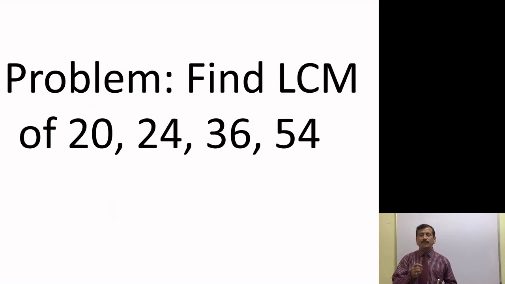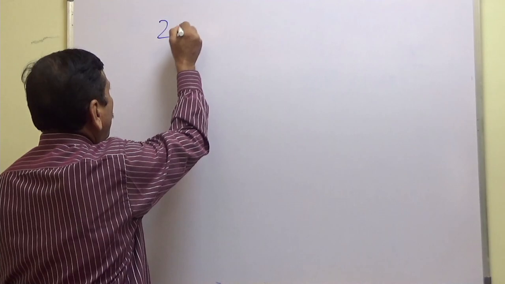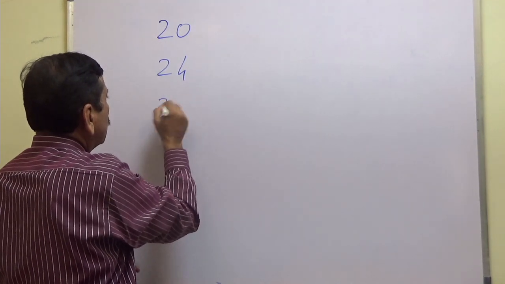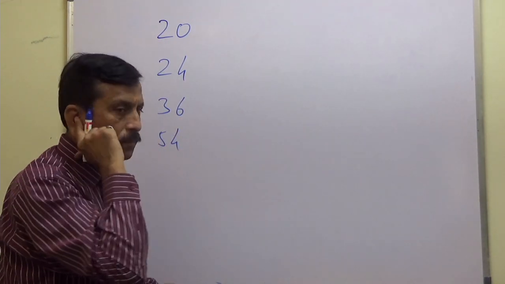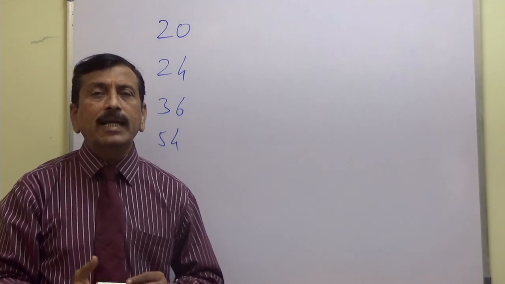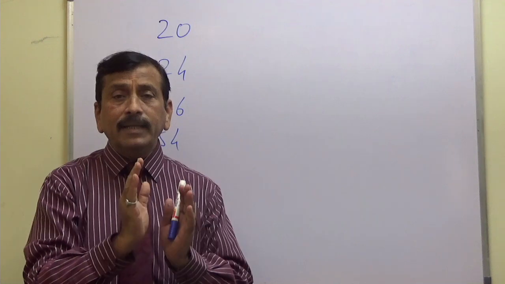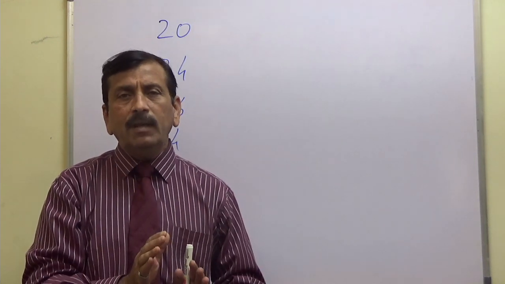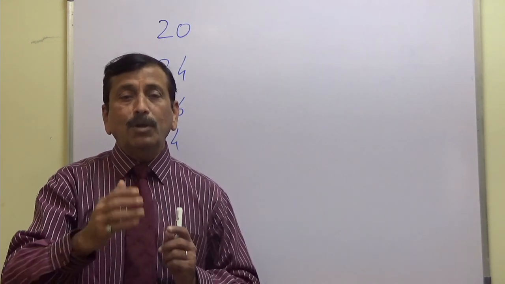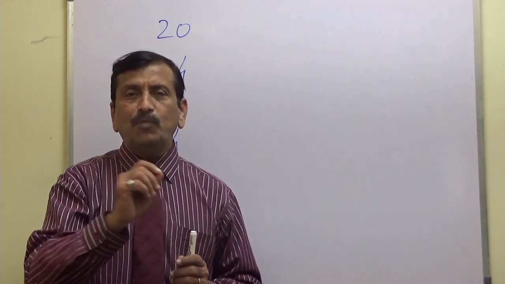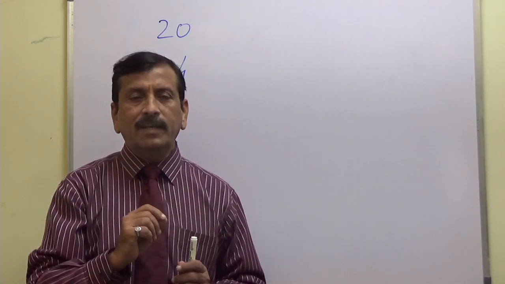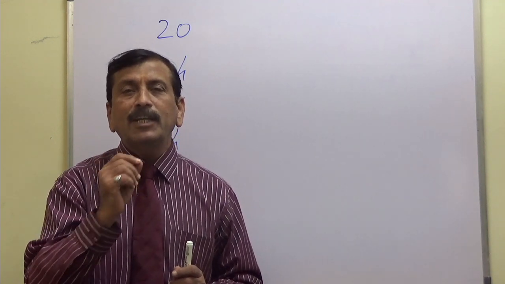The first numerical is: find the LCM of 20, 24, 36, 54. Now we have to find out the LCM of this. LCM is the least common multiple. That is, it is essentially the common multiples and the minimum out of them. In order to find the common multiple, the best way is to factorize all these numbers. Let's see how we factorize them.